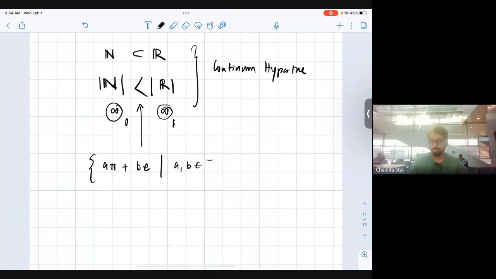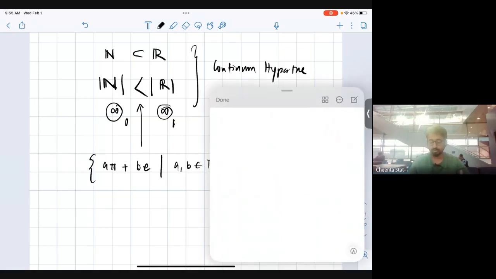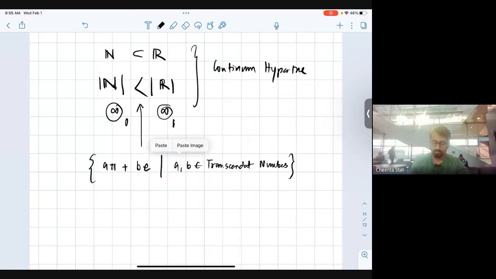This belongs to transcendental numbers, whatever it is. So we don't know whether this is more than natural numbers and less than real numbers, right? So we don't know whether this is countable or uncountable.